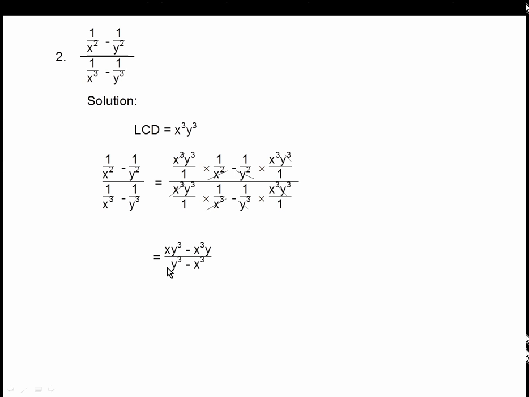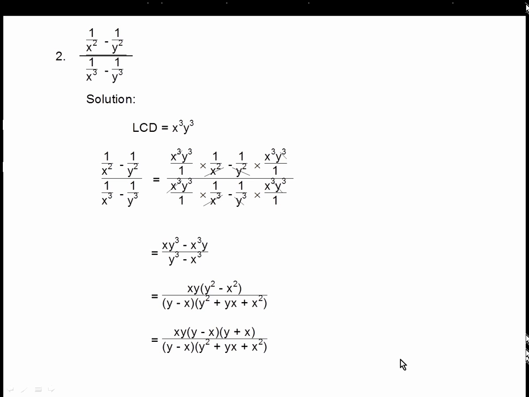My denominator is a difference of cubes. I can factor it. My numerator, I can factor out an xy. So when I factor out xy, I'm left with y squared minus x squared. Here's my difference of cubes, y minus x, y squared plus yx plus x squared. I still have a difference of squares in the numerator. The numerator will factor some more. This will factor as y minus x, y plus x. So let's take the extra factoring step.